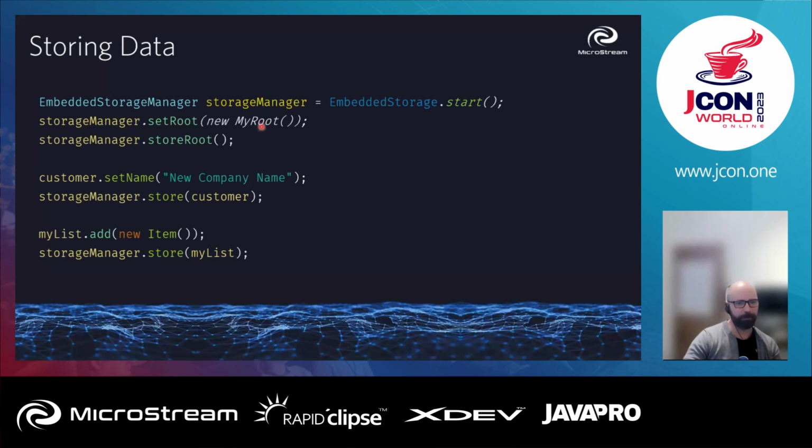If you update the root, we have a special store root method for that. If you change a field of, let's say, a customer, just store the customer. And if you add an item, you basically do an insert. You have to store the collection, because what you have changed is the collection itself. You added an item to it, so therefore you have to store the list, and that's about it.